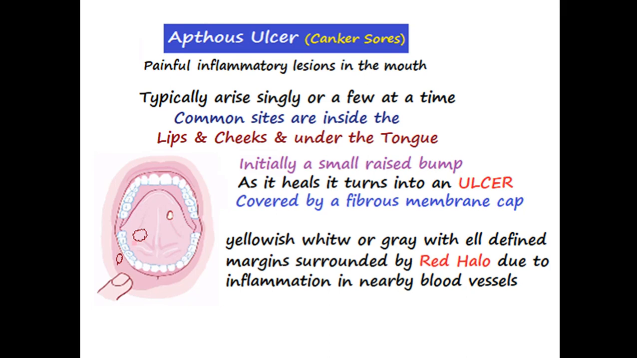On gross appearance, they appear as yellowish white or grey. Its margins are poorly defined. By that we see that not well defined margins are there. And these ulcers are surrounded by a zone known as the red halo. And what is this red halo, this erythematous zone? It is due to inflammation in the nearby blood vessels.